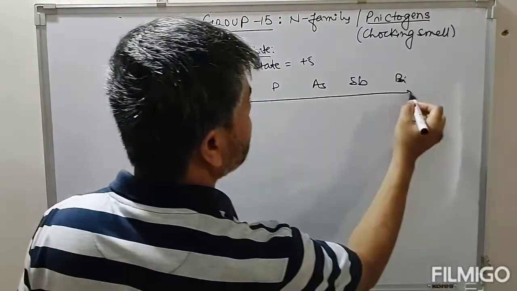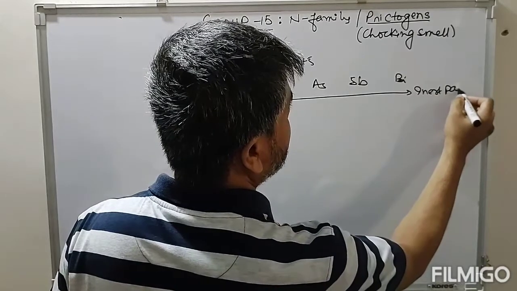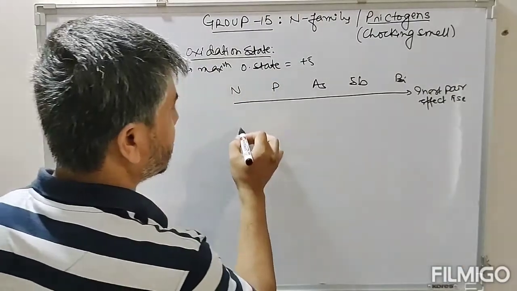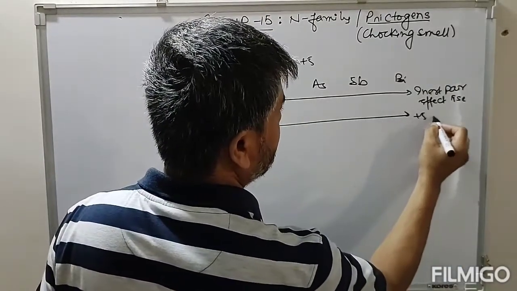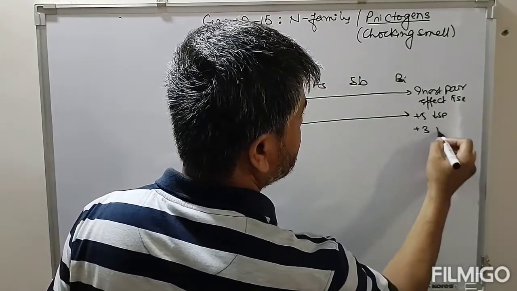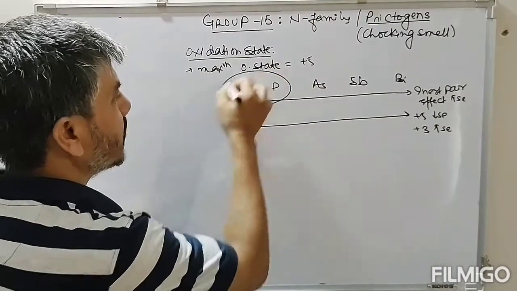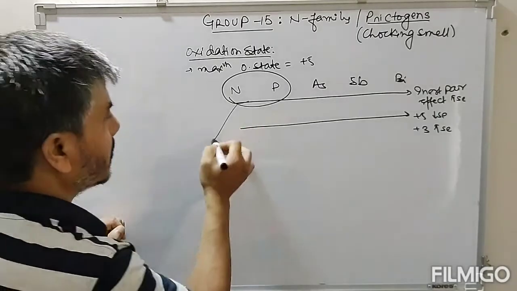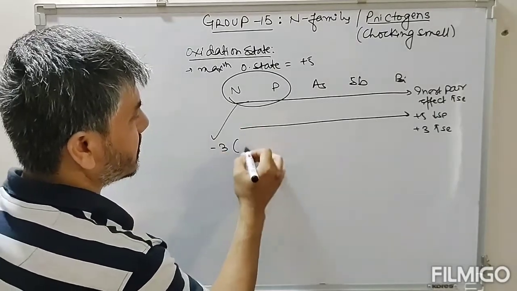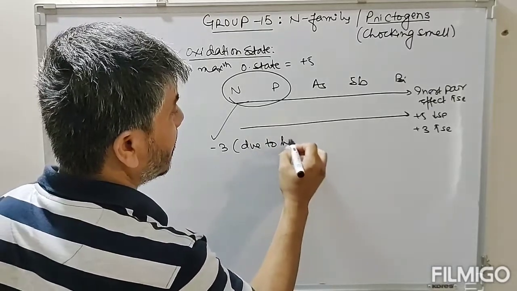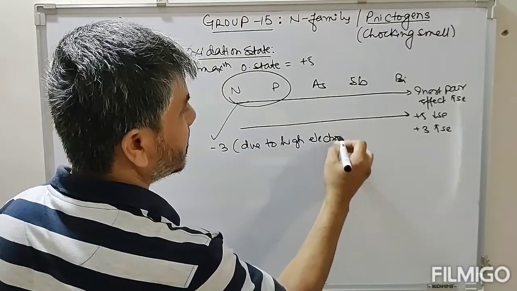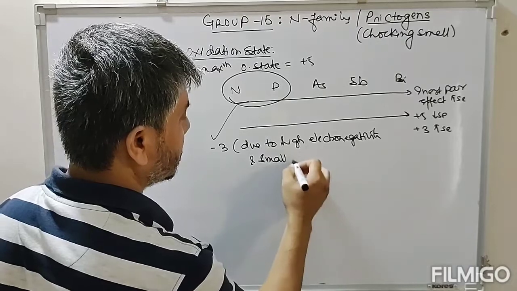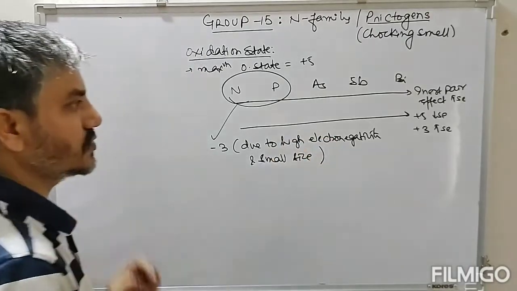So moving from nitrogen to bismuth, the inert pair effect increases. As the inert pair effect increases, the stability of +5 decreases and the stability of +3 increases. These two elements, nitrogen and phosphorus, being small in size and high in electronegativity, show the -3 oxidation state. This is due to high electronegativity and small size, but the rest of the elements do not show it.